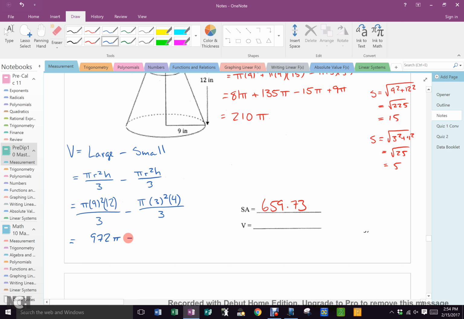972 pi minus 36 pi all over 3. Oops. 936 pi over 3 equals 312 pi, which is 980.18.